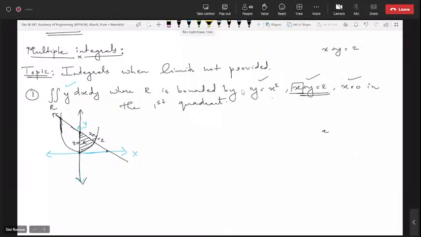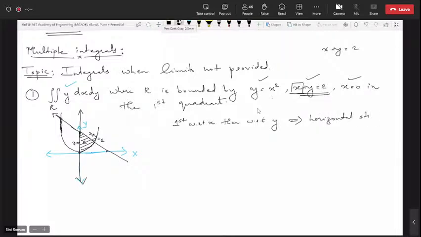Now once we have found the region, I need to integrate this integral. To integrate this integral we require limits. So we'll have to see how to get the limits. Now there are two possibilities. Either you can go first with respect to x and then with respect to y, or the second option is first with respect to y and then with respect to x. Now suppose you decide to go first with respect to x, then with respect to y. So what you need to do in that case is make a horizontal strip in the region.